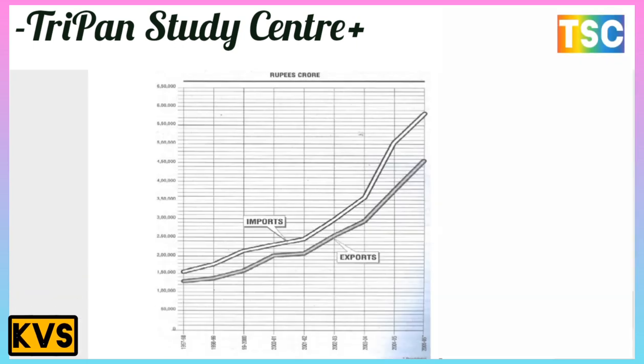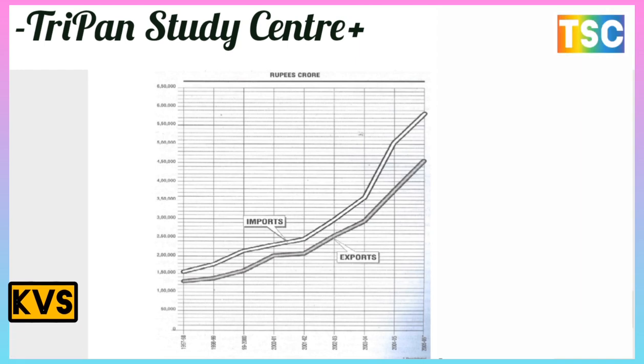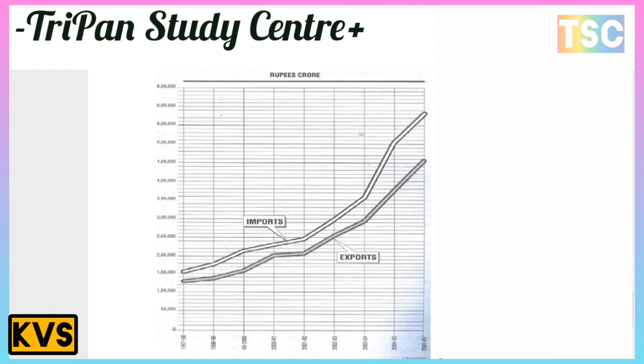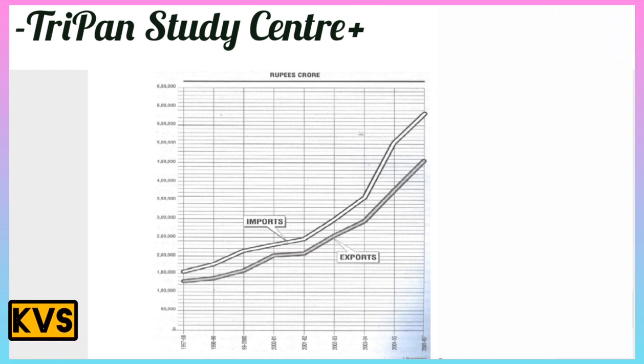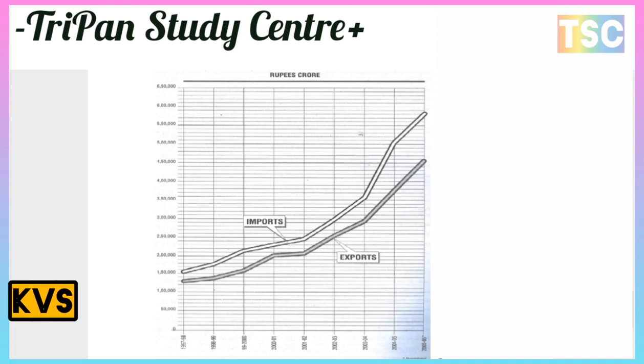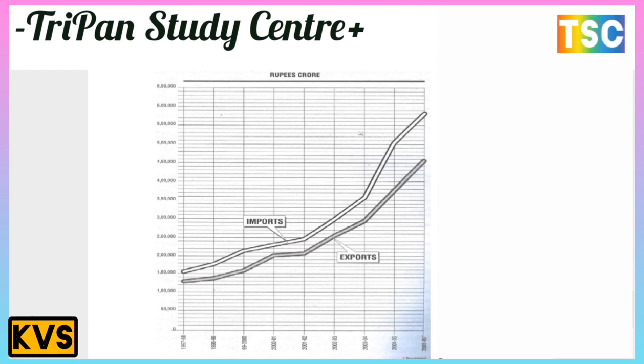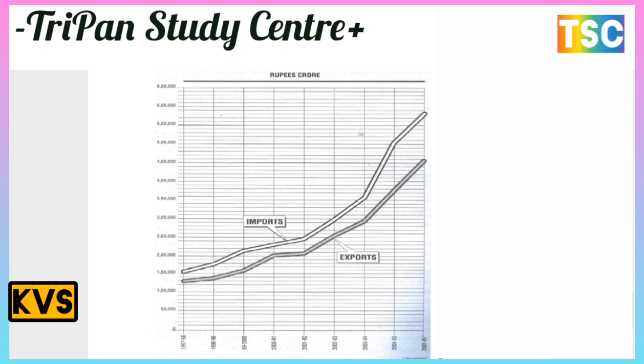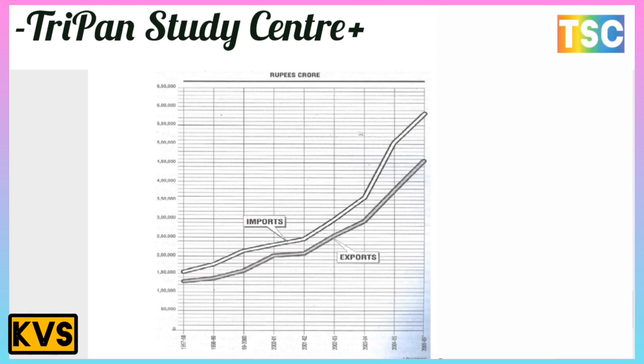Here is the most important graph, showing exports and imports. Accordingly, over time there is an increase in both export and import. The graph is in rupees in crore. From time to time it is only increasing, not decreasing. The import is increasing mostly, and export is increasing more slowly. In this diagram, the graph shows rupees in crore for exporting and importing.